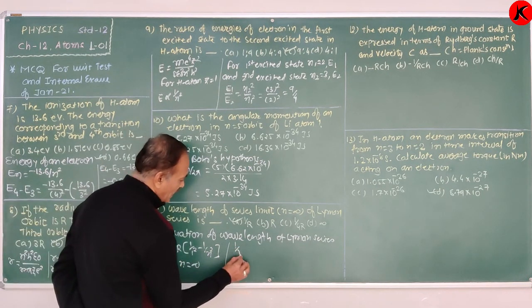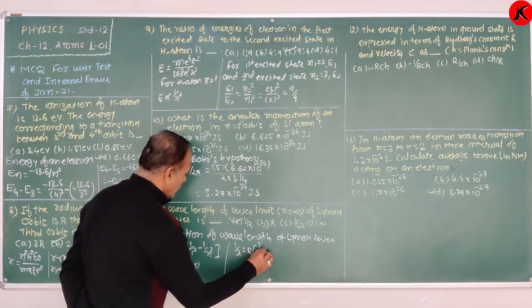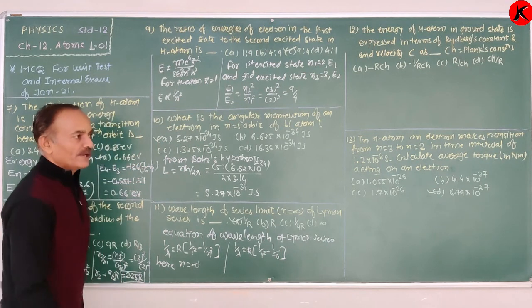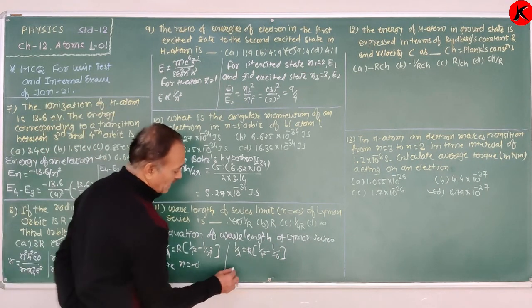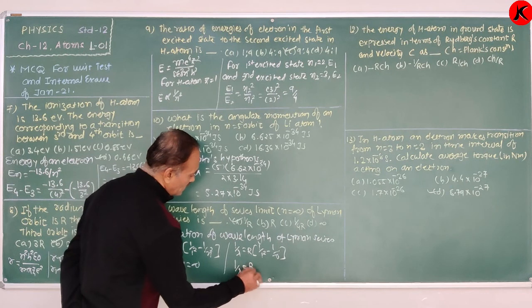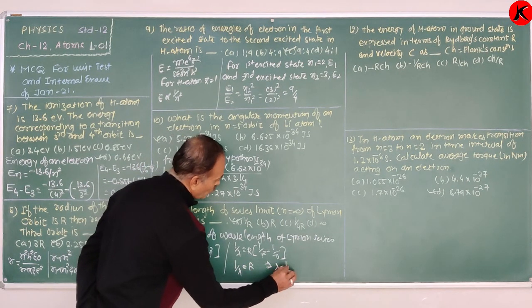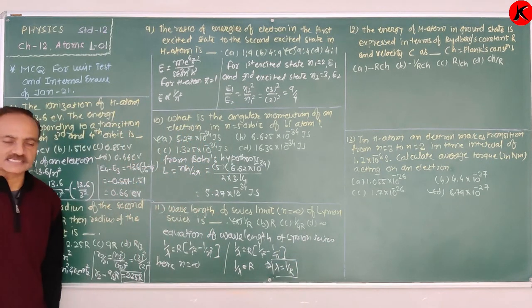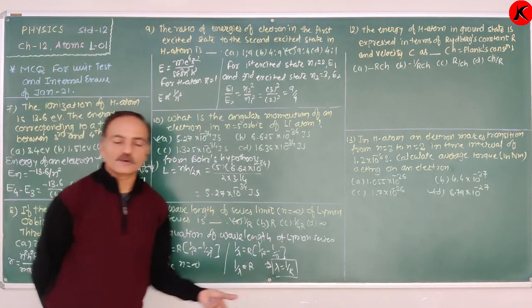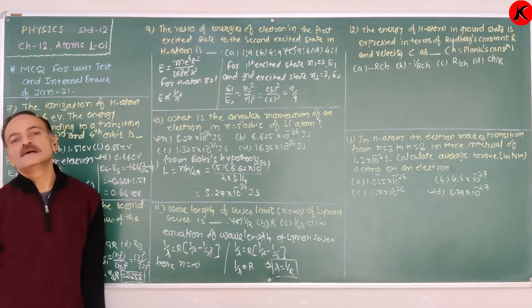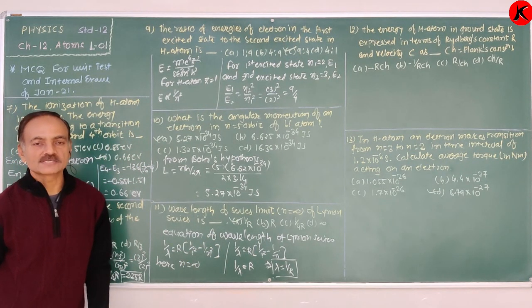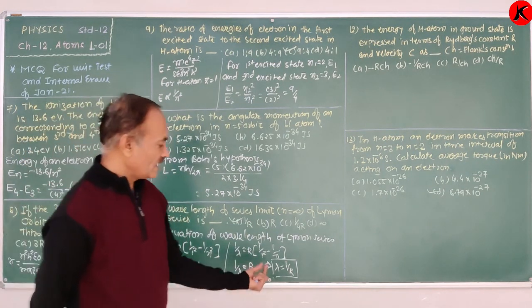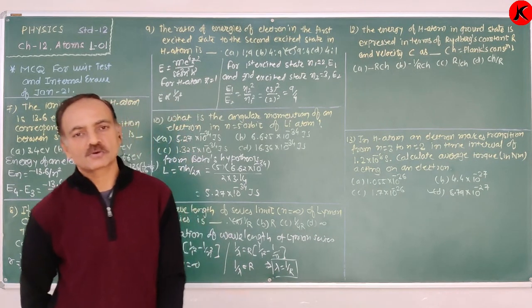Therefore 1 upon lambda is equal to R into 1 upon 1 square minus 1 upon infinite. 1 upon infinite is approximately 0. Therefore 1 upon lambda is equal to R. Therefore lambda is equal to 1 upon R. That is the wavelength of the radiation when the electron makes the transition from infinite number of orbit to the first orbit or the ground state. So the radiation emitted by the electron has wavelength equal to 1 upon Rydberg constant.